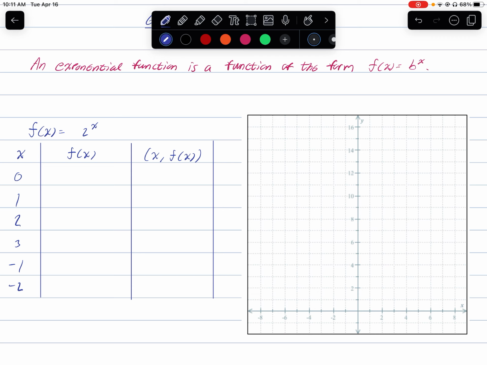So let's take a look at f of x is equal to 2 to the x. We're going to graph this just like we have lots of other functions we've seen in this class. We're going to create a table and plot points. Let's start with f of 0. If x equals 0, we have 2 to the 0, and anything raised to the 0 is just 1. So we have the point 0, 1.